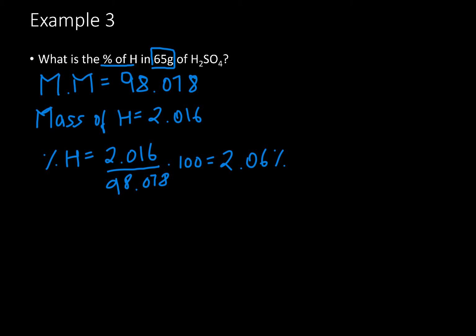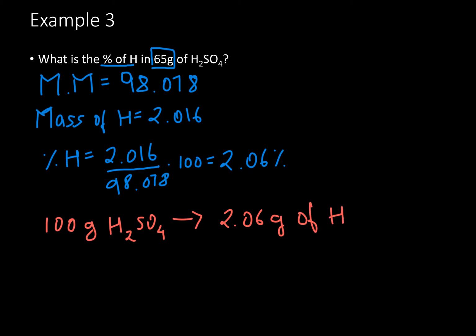Now let's quickly talk about what this really means. It means that if you have 100 grams of sulfuric acid, which is H2SO4, then it will have 2.06 grams of hydrogen. This is what it means. So out of 100 grams of this chemical, 2.06 grams will be hydrogen. So if 100 grams have 2.06, then 65 grams will be, let's say, X grams of H. And so now all you need to do is a simple proportionality, or you have to find the value of X basically. So we'll set this up as a fraction.